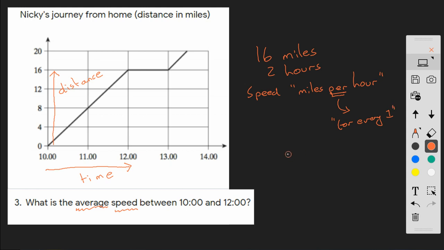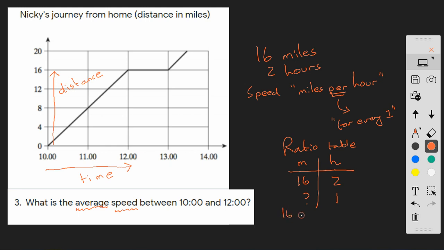So this is, oh look, here comes the ratio table that we keep on using in these 5 a days, because I want what happens in 1 hour. So we've got miles, hour. If I've gone 16 miles in 2 hours, then in 1 hour, how far have I gone?